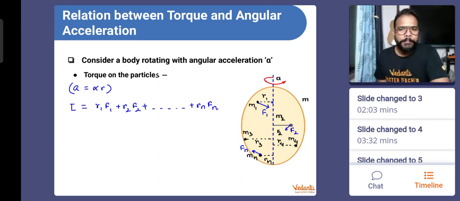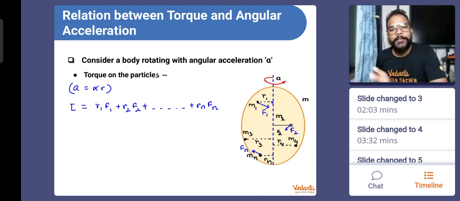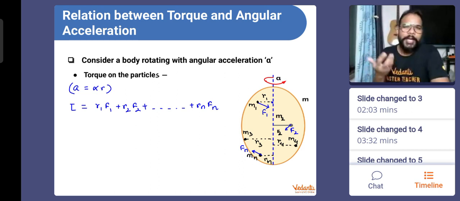Maybe it is experiencing force F1. The force that I'm talking about is the tangential component of the force only. All the forces that I'm talking about are the tangential components. So m1 is experiencing force F1 acting at a distance r1. M2 is experiencing a force F2 acting at a distance r2. Like that, every particle shares the total force which is acting on the body.